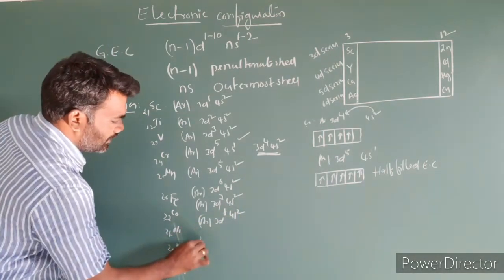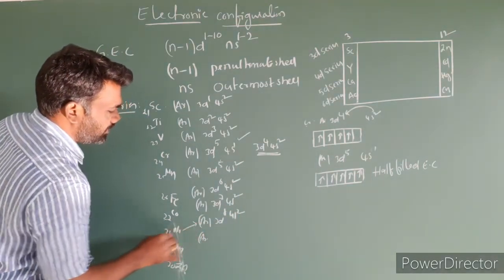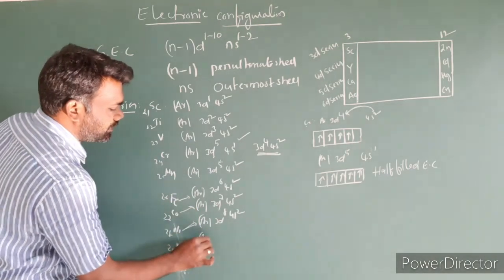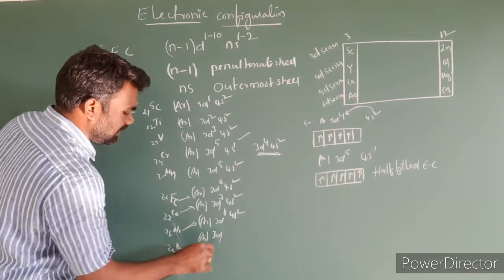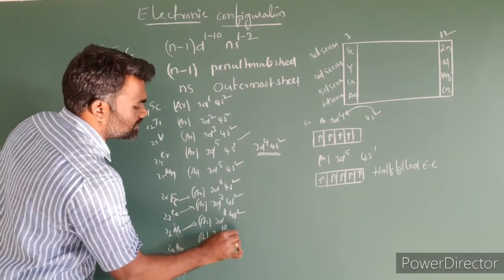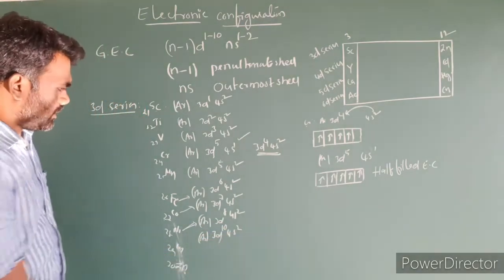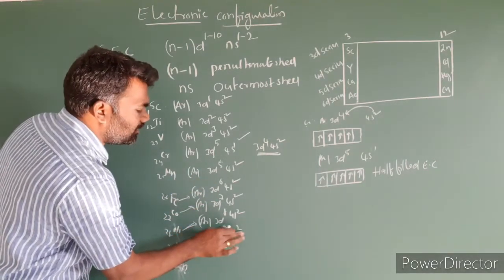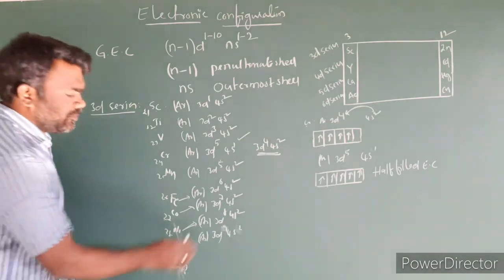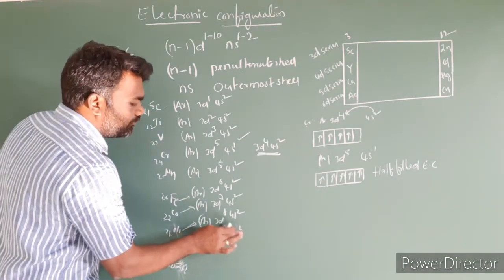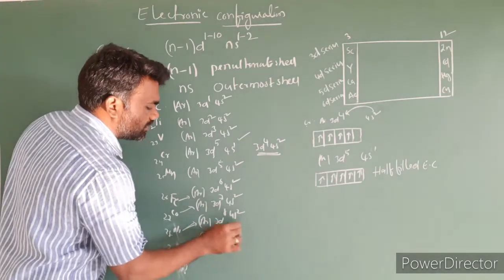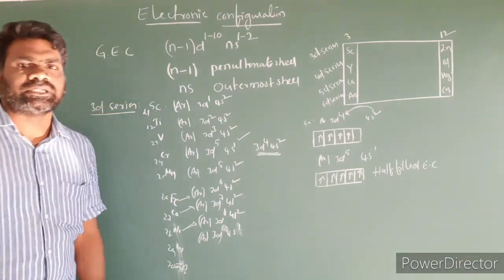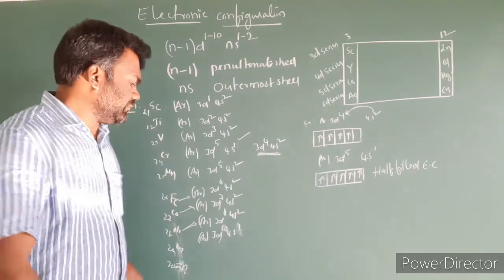And copper. Following iron, cobalt and nickel, we would expect to write 3d9 4s2, but what we write is argon 3d10 4s1. This is the electron configuration of copper. This is also an exceptional case, because of the completely filled electron configuration.